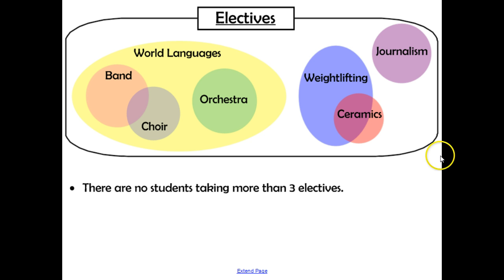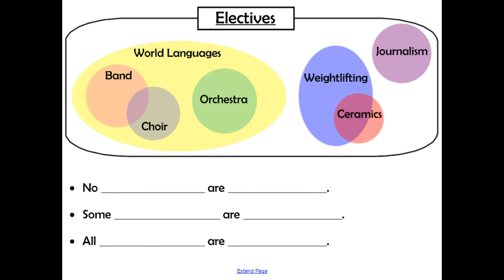In a Venn diagram like this, as you're seeing everything put together, one of the conclusions you can make is that there are no students taking more than 3 electives. So at most, a student can be taking world languages, band, and choir, but they are not taking any more than that.